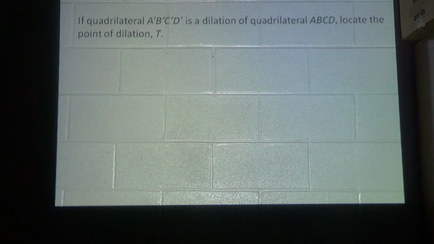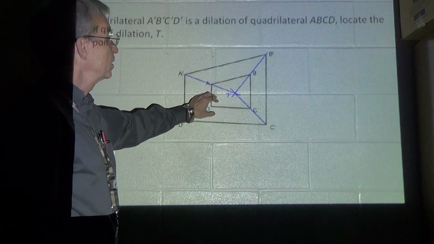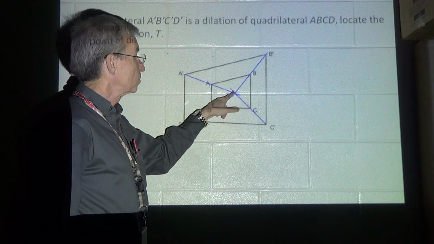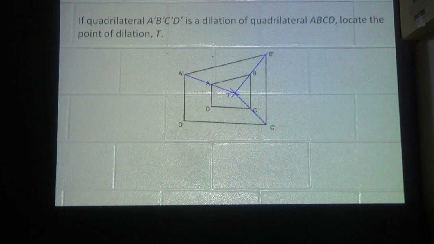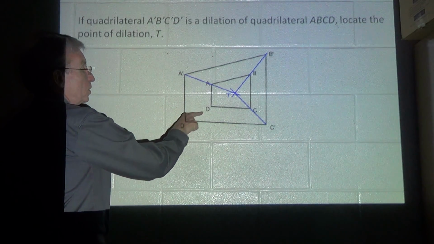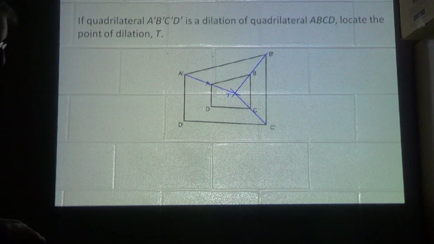Okay, this time we have quadrilateral A prime, B prime, C prime, D prime. It's a dilation of quadrilateral ABCD. They want us to locate the point of dilation T. So this time you have the two figures here. If you connect the corresponding vertices together, where the lines cross will be the point of dilation. If you actually go back through here, you will find that this line will also intersect right there at the same point.